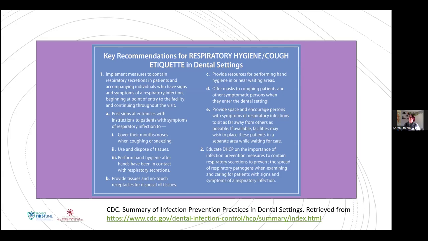I know that puts a hole in the schedule, but we don't want to be doing an aerosol generating procedure or something that's going to cause a lot of splash and splatter if that person has a respiratory illness, because there's a higher potential that that will spread around your office.